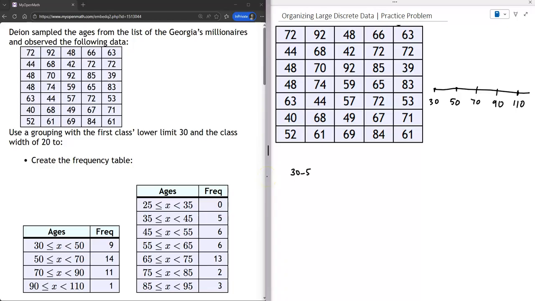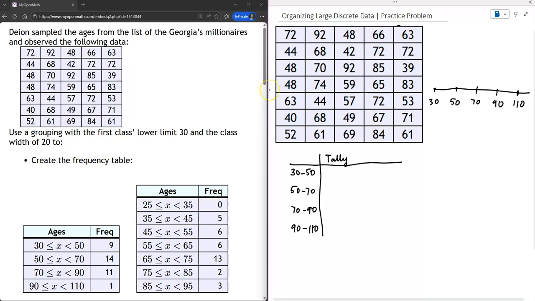First, the class will be from 30 to 50, from 50 to 70, 70 to 90, and 90 to 110. Although these numbers are present 2 times in this table, we know that 50 belongs to this class, not this class, if we ever see number 50, and so on. Same applies for 70, 90, and so on. So let's do tally.